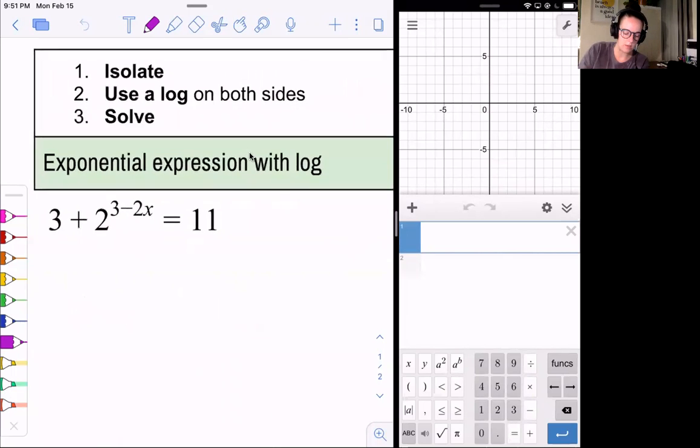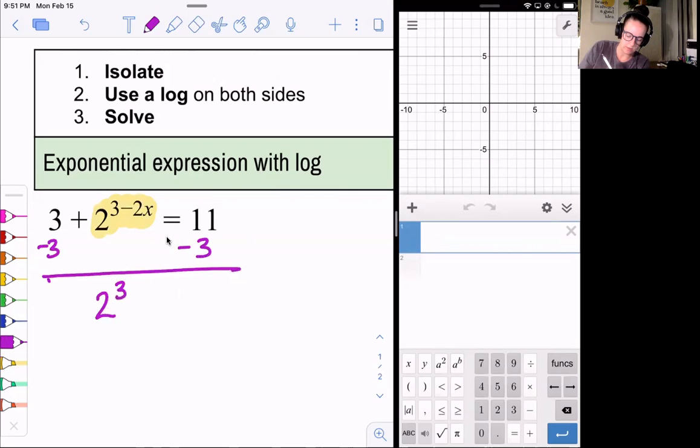With our first step being isolate, the first thing I'm going to do is try to get the exponential expression by itself. So I need to get rid of anything that's on that side. I'm going to go ahead and subtract that 3, and I get 2 to the 3 minus 2x equals 8, like that.